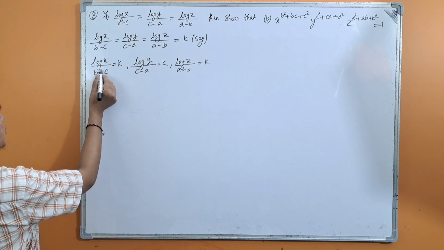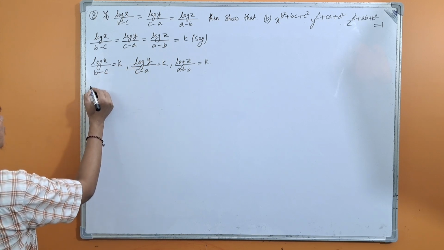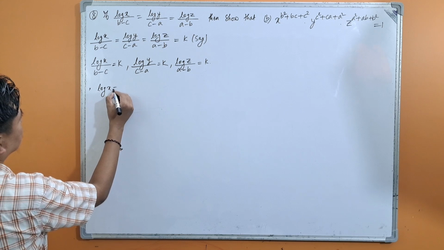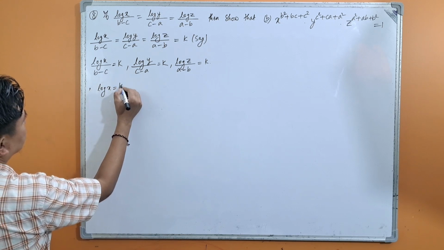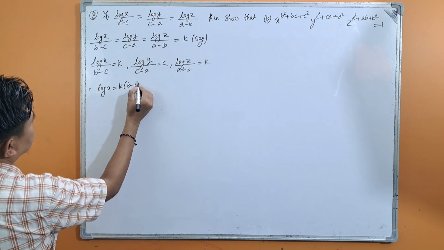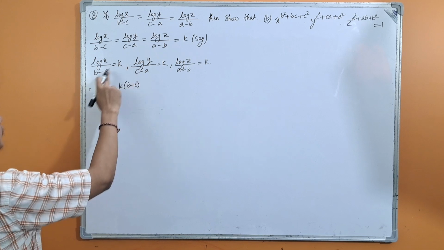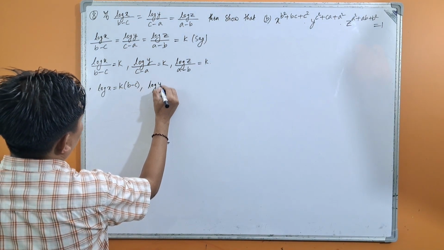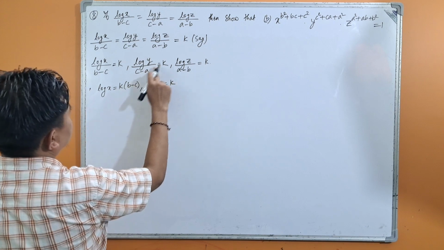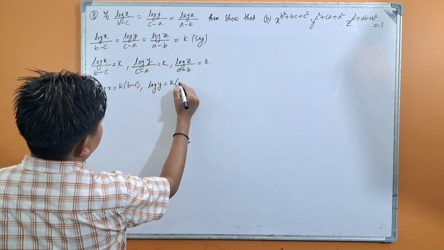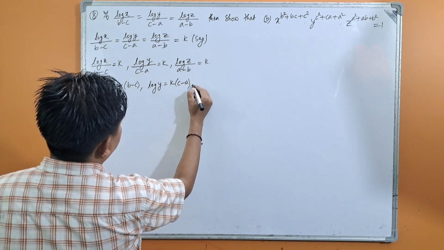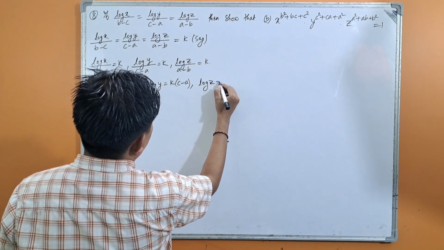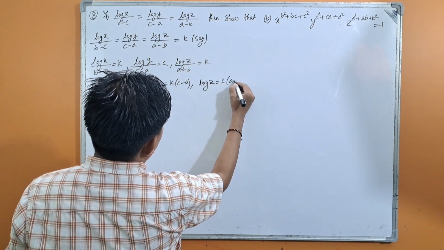Now let us multiply this b minus c to the other side of this equation. Log x equal to k into b minus c. This b minus c multiplies with k, cross multiplication. Okay, log y equal to k into c minus a, isn't it? Same thing here, log z equal to k into a minus b.